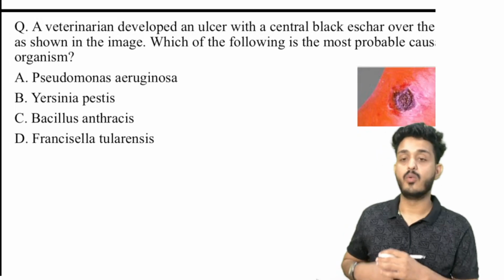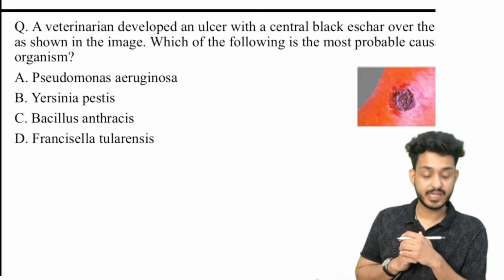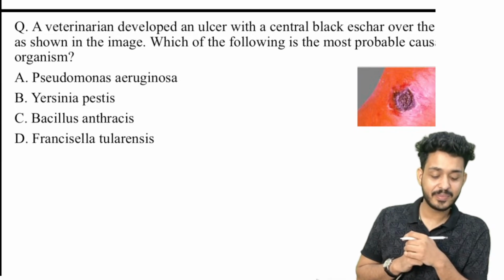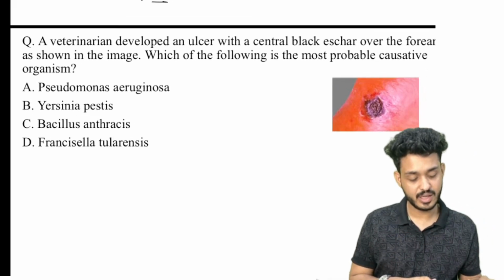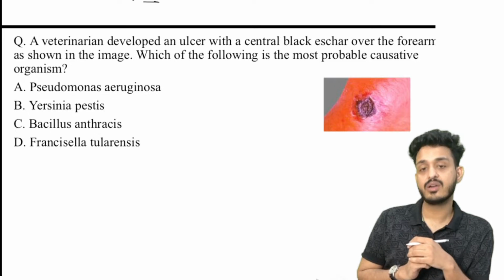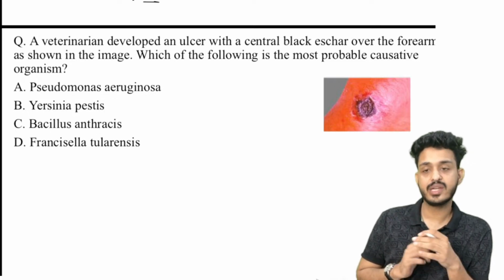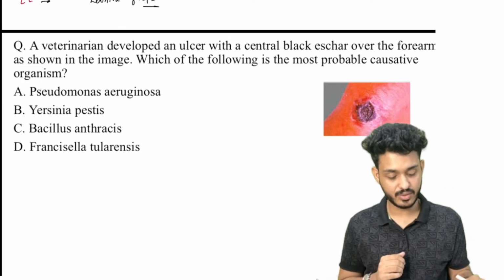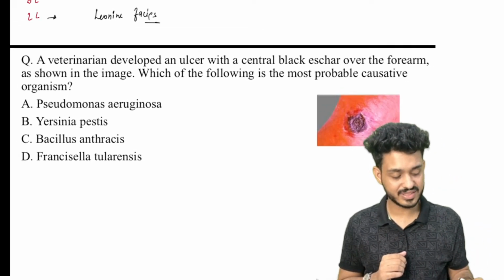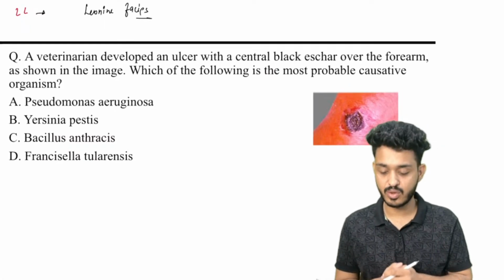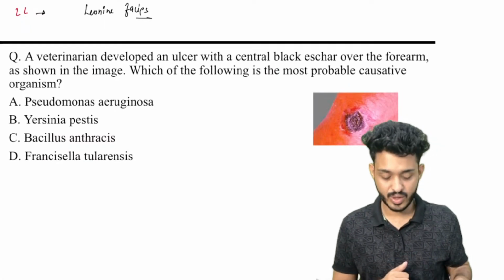Now try to solve this question. A veterinarian developed an ulcer with a central black scar over the forearm as shown in the image. Basically this is a story. There is a veterinary doctor who has developed some kind of scar over the skin. Now you need to identify the possible cause. What can be the cause?